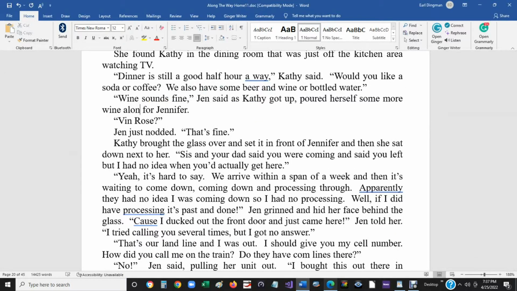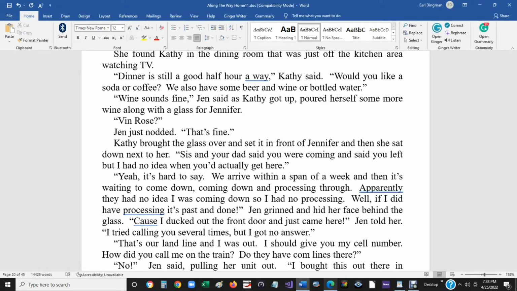And we're going to change that whole thing there and get rid of "and a glass of pink wine for Jennifer," along with a glass for Jennifer. Since she's pouring it out of the vin rosé bottle for herself, she's also pouring it into a glass for Jennifer. So that makes the sentence quite tight, and it gives us a picture in our mind. She's pouring from a bottle, she pours herself a glass, and she pours a glass for Jennifer, and then asks, "Vin rosé?" And Jen just nods and says, "That's fine."